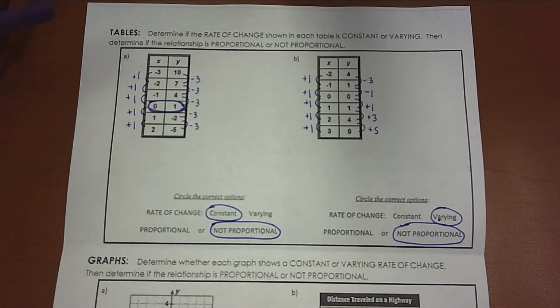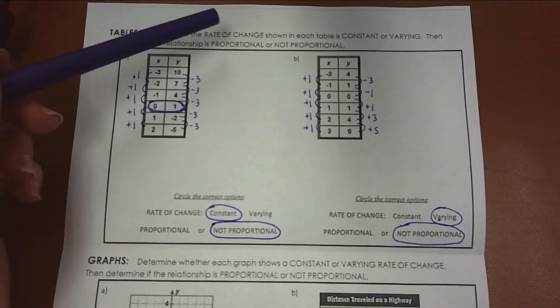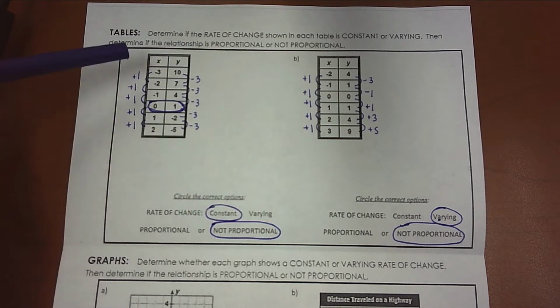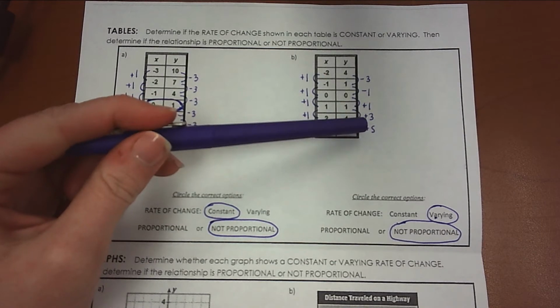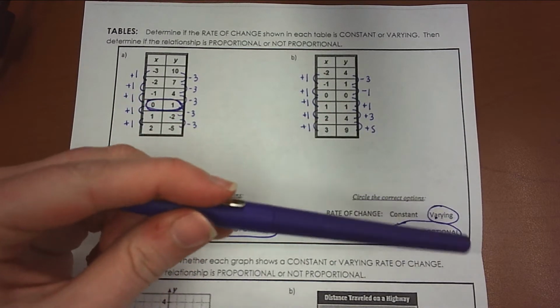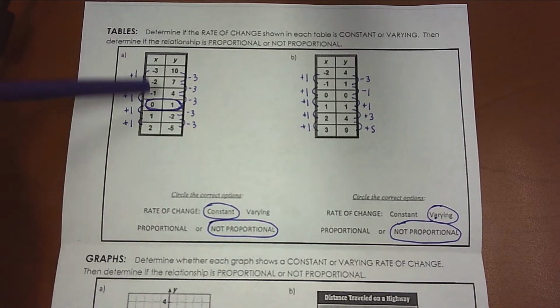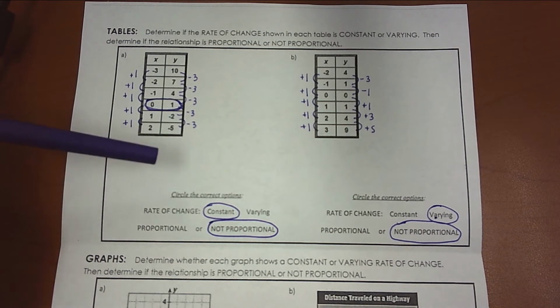We used tables to determine rate of change and determine if it was constant or varying. What we did was we looked at the change in x and the change in y and decided if it was the same, then it was constant, and if it was different, like it was in example B, it was varying. And then we also looked at proportional and not proportional within those.